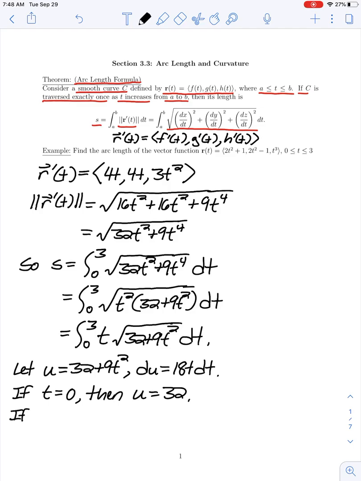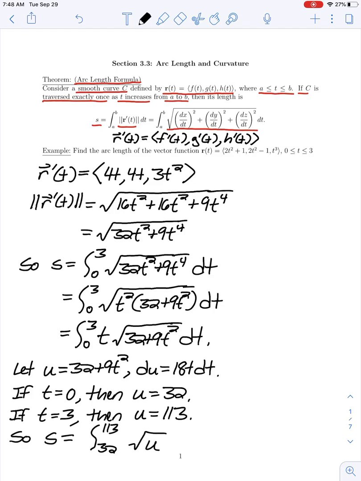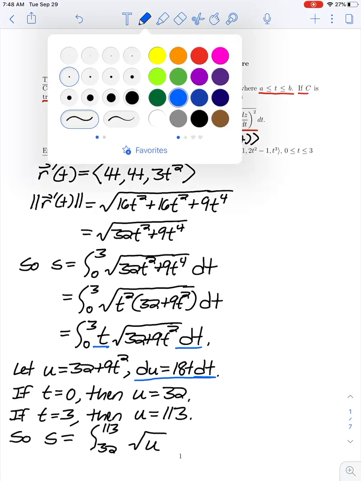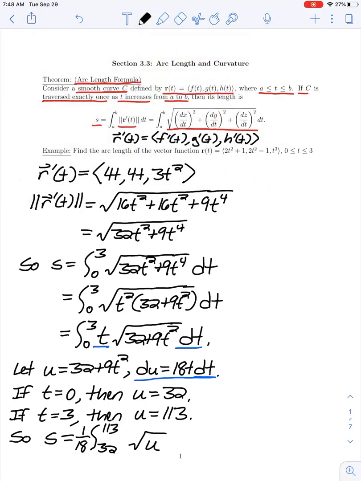And if t is equal to 3, our upper limit of integration, then u would be 32 plus 9 times 3 squared. So 9 times 9 would be 81, plus 32 gives us 113. So rewriting our arc length integral s in terms of the variable u, we would have the integral from 32 to 113 of the square root of u, and then our factor t times dt would be equal to 1 over 18 du. So I'm going to pull out the constant factor 1 over 18.